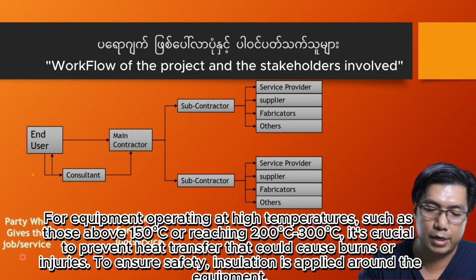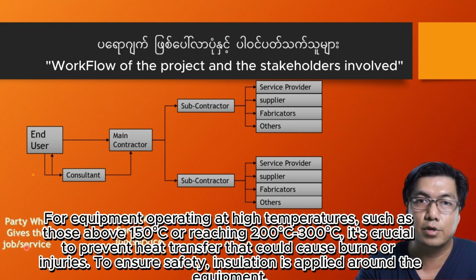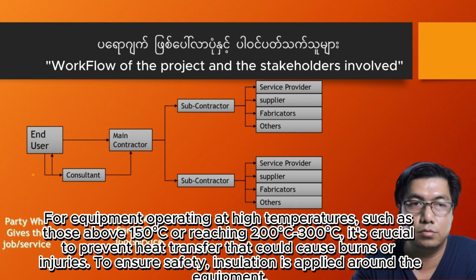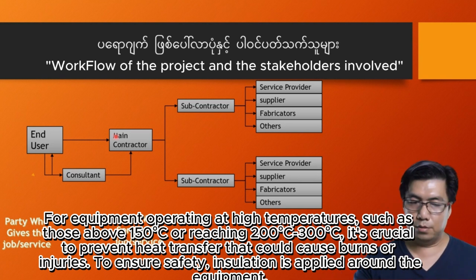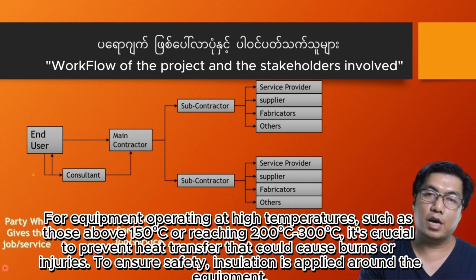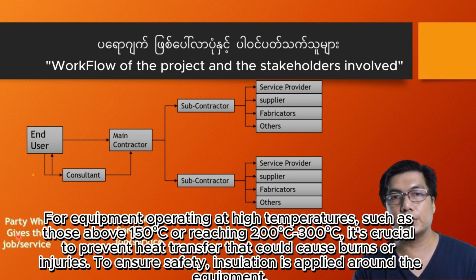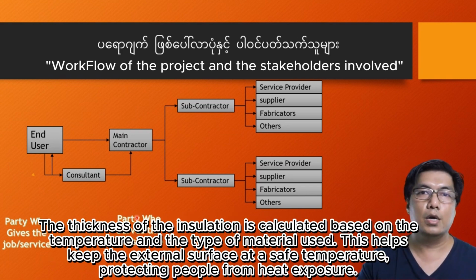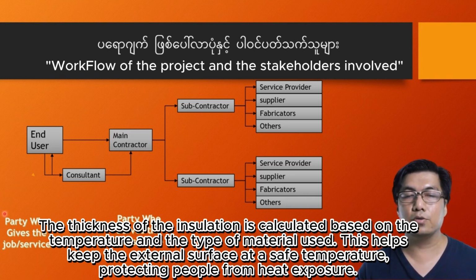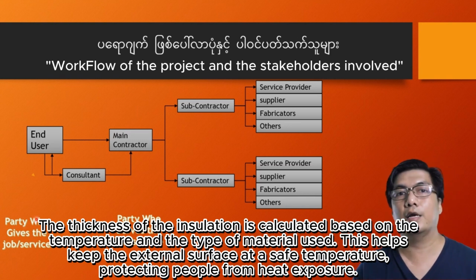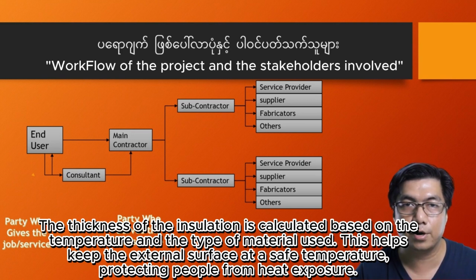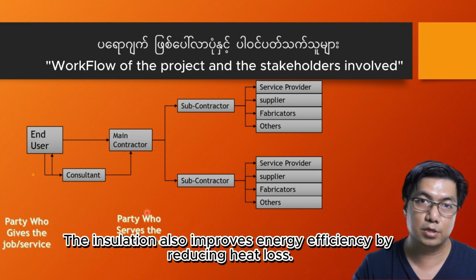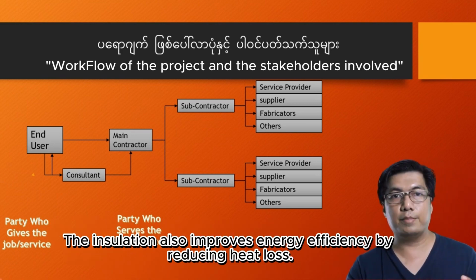For equipment operating at high temperatures, such as those above 150 degrees Celsius or reaching 200 to 300 degrees Celsius, it's crucial to prevent heat transfer that could cause burns or injuries. To ensure safety, insulation is applied around the equipment. The thickness of the insulation is calculated based on the temperature and the type of material used. This helps keep the external surface at a safe temperature, protecting people from heat exposure. The insulation also improves energy efficiency by reducing heat loss.